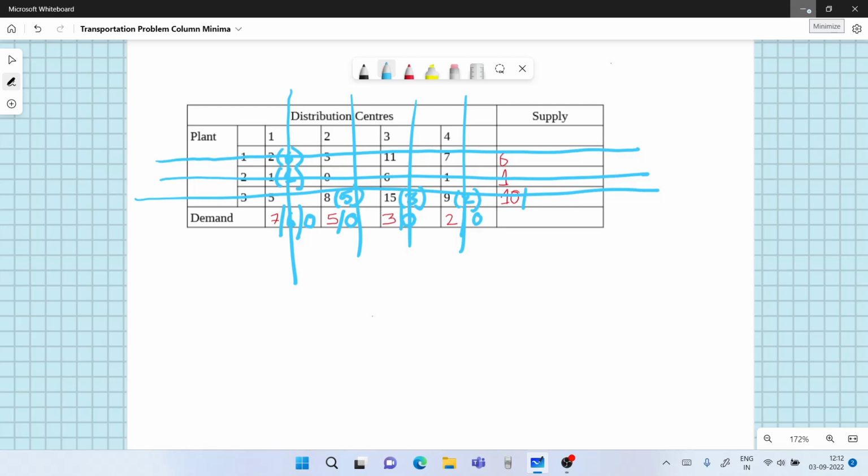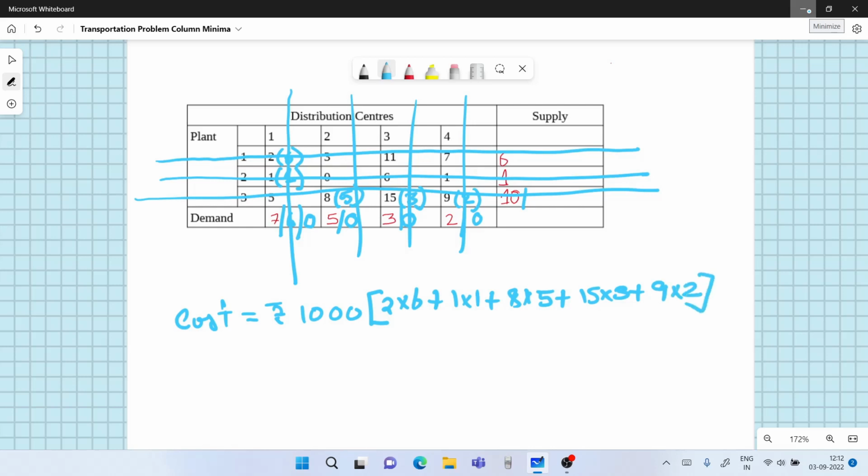Now, what is going to be the cost of this operation? Because it is in multiples of 1000 rupees per million liters, we are going to write 1000 into 2 into 6 plus 1 into 1 plus 8 into 5 plus 15 into 3 plus 9 into 2. And that comes out to be rupees 116,000 for the entire operation.